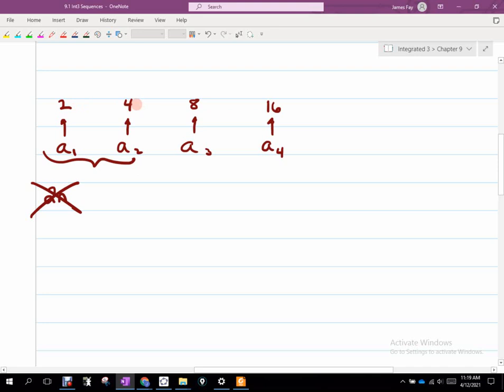I'm doubling. Okay, so if I want to go using the previous term, I could say a sub n is equal to 2 times the previous term, right? Okay, that works. But then if I want the 15th term, I have to write this list out 14 terms, right?